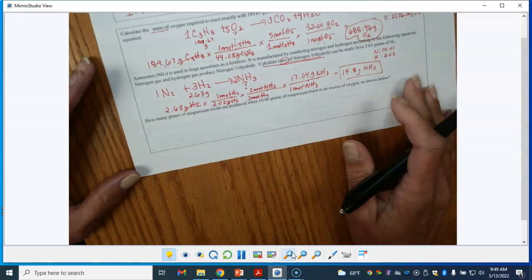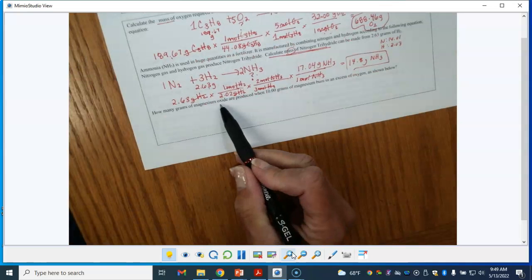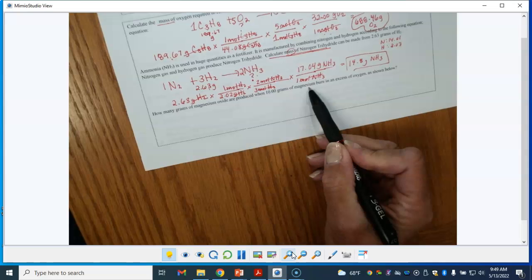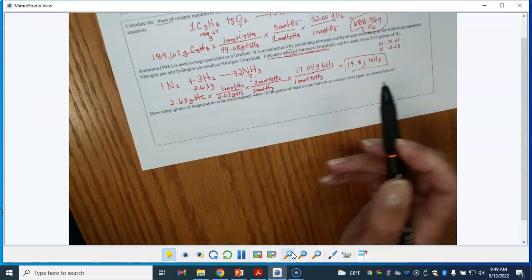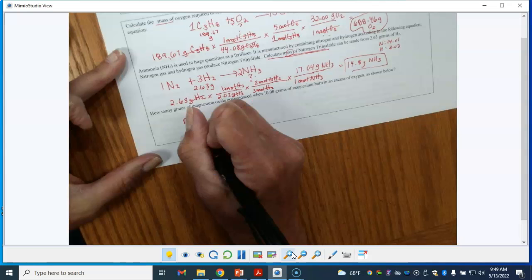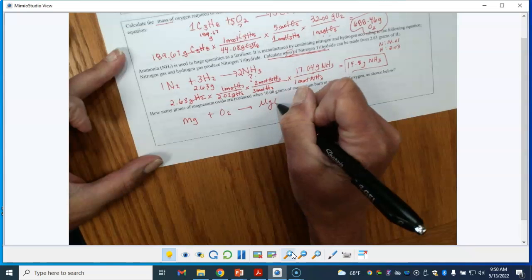Okay, let's do one more. How many grams of magnesium oxide are produced when 10 grams of magnesium burn in excess of oxygen? So that just means it's burning in the presence of oxygen. So let's start with a balanced chemical equation. Hopefully I don't run out of storage here. So magnesium plus oxygen yields magnesium oxide. I gotta have a 2 here, and I gotta have a 2 here.